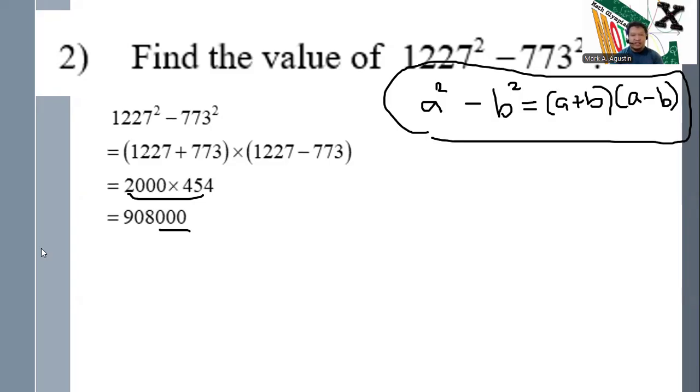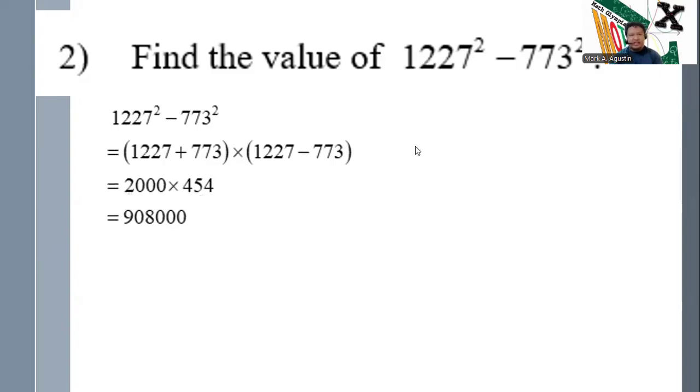I'm hoping that is clear already. And tell me if I'm too fast in the discussion. Okay, but we have limited time. So I'm hoping that this one is a little bit easy. Okay, right. Okay, number 3. Number 3. Yes?